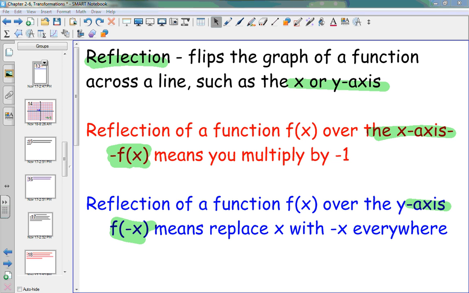Okay, reflection. There are two types of reflections. Reflection over the x-axis, reflection over the y-axis. Also known as folding over hamburger, which is over the x, and folding hot dog, which is folding over the y. Do you understand that?